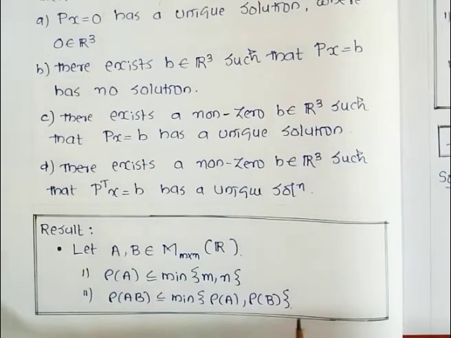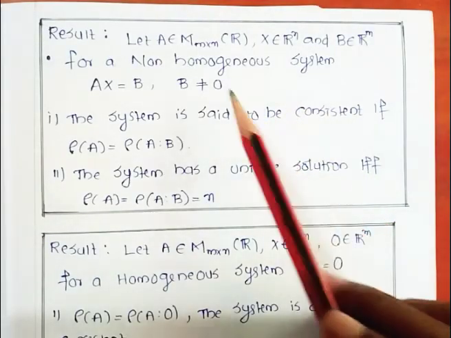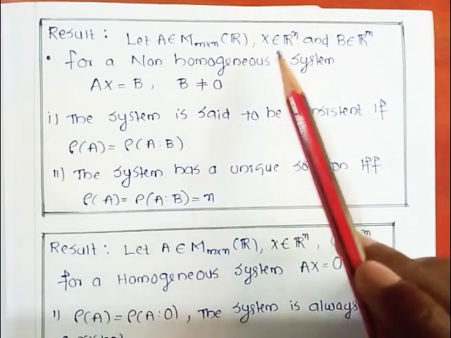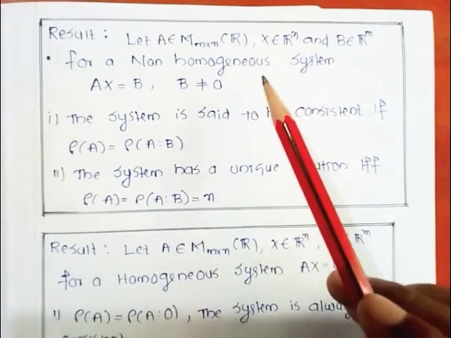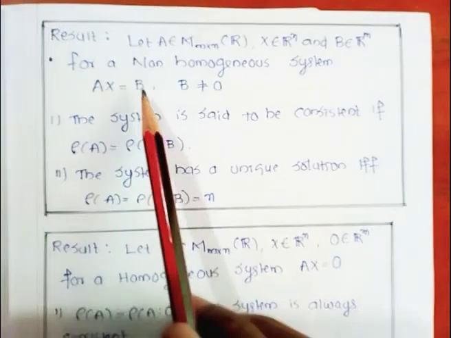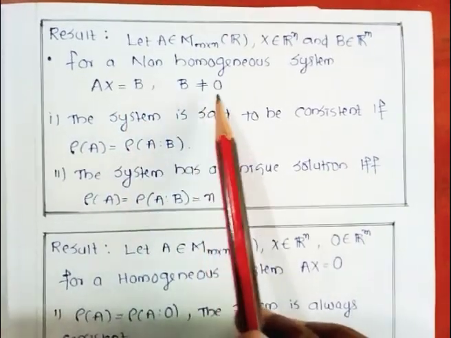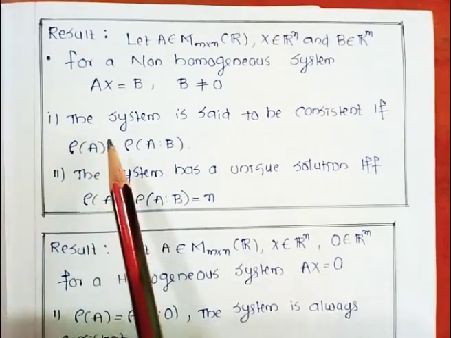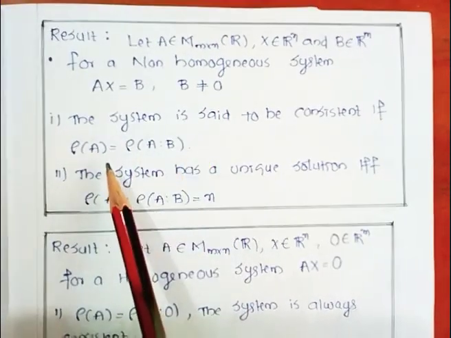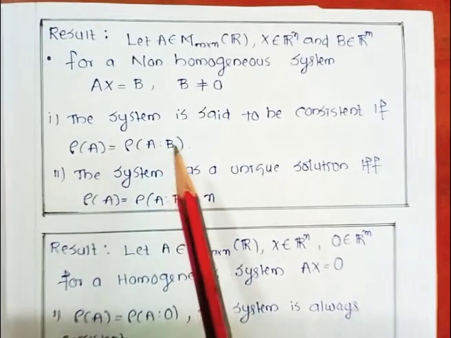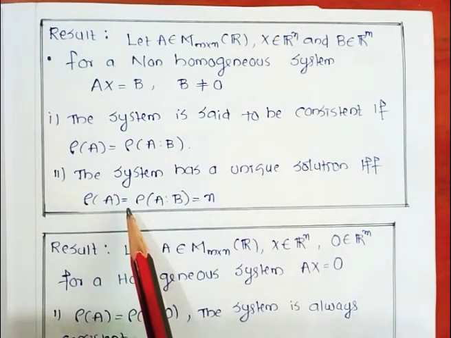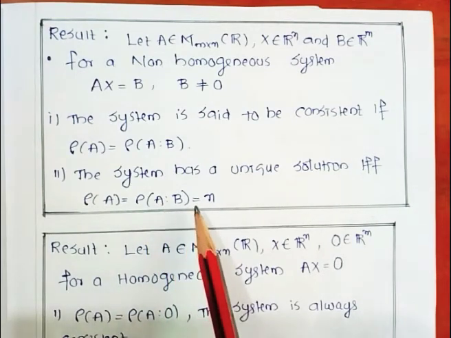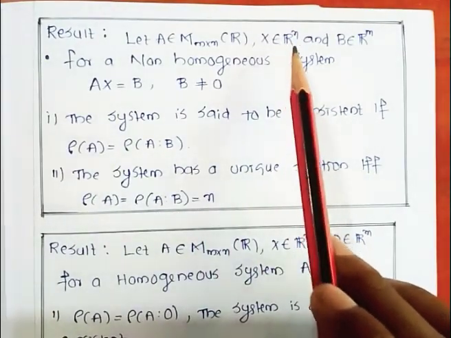Now we want to know some results about systems of linear equations. So result: let A belong to M by N of R, X belong to Rn and B belong to Rm. Then for a non-homogeneous system of equations, Ax is equal to B, which is a matrix equation, where B is not equal to 0: first, the system is said to be consistent if rank of A is equal to rank of the augmented matrix A with B. And second, the system has a unique solution if and only if rank of A is equal to rank of the augmented matrix A with B, which is equal to N, that is the number of unknowns, full rank.